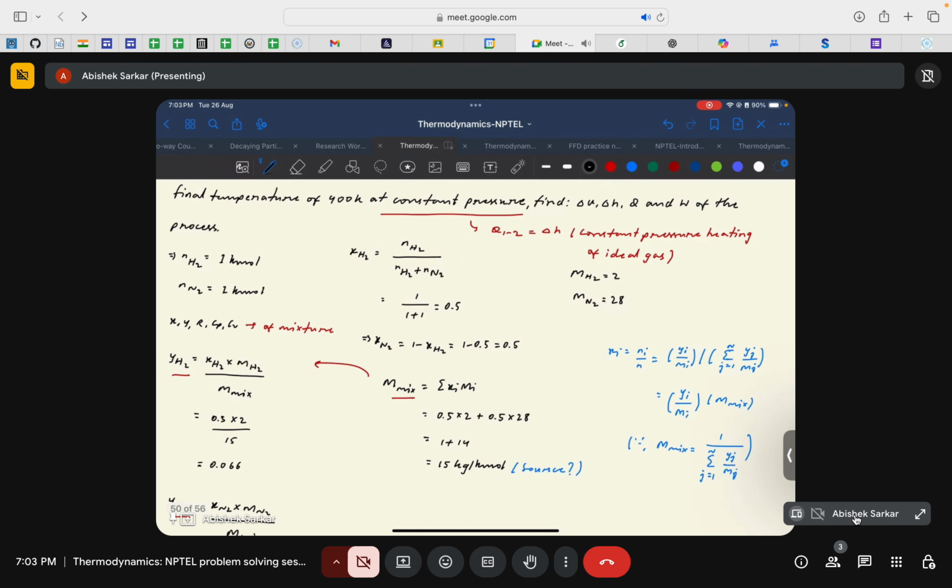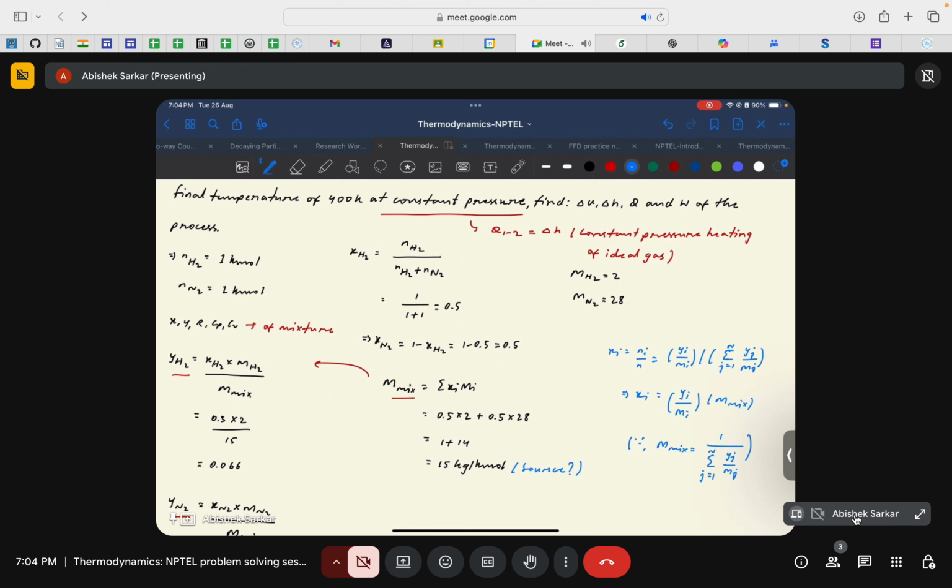So the primary task of the question is to find these properties: the mole fraction, the mass fraction, the specific gas constant and the heat ratios of the mixture. So from this relation again, that we dealt in the previous problem also, xi will be equal to yi by capital Mi times M mix, the total molecular weight of the mixture.